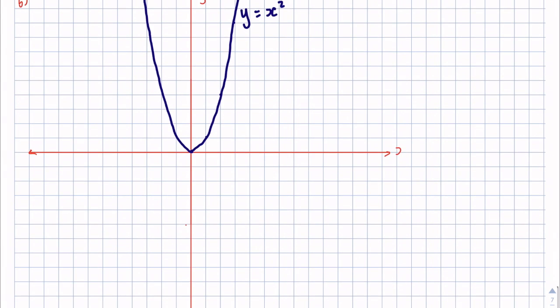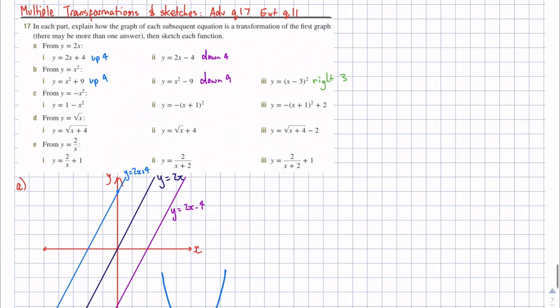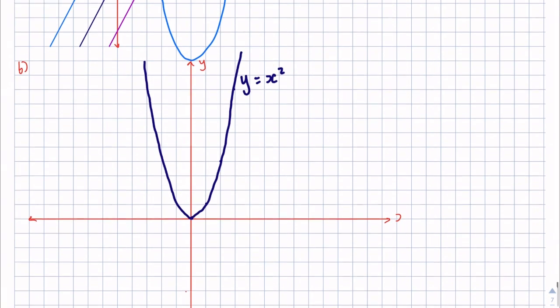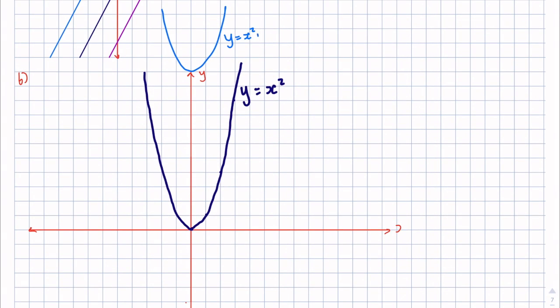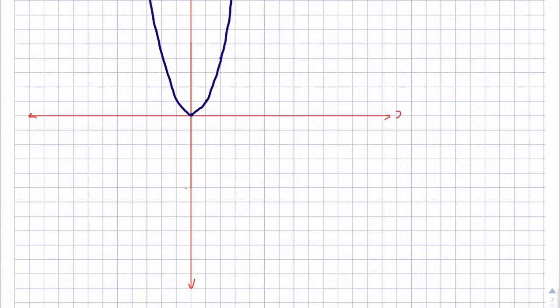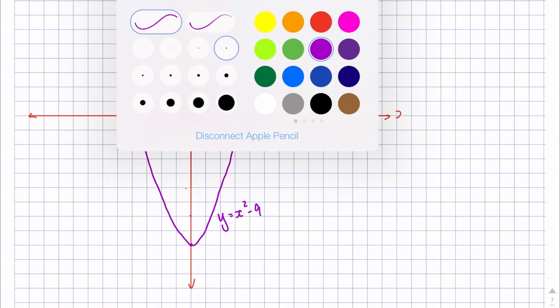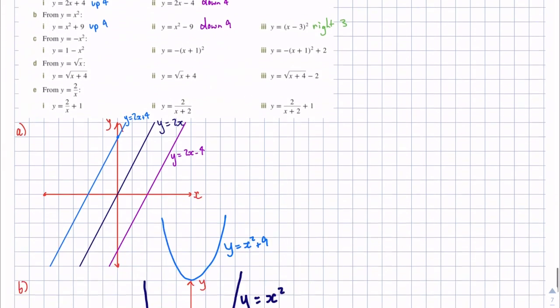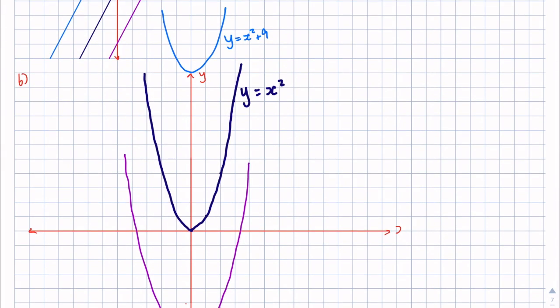Y equals x squared take 9, which I think I was doing in purple. Yep. So this one is y equals x squared plus 9. Y equals x squared take 9. Same graph, but we're starting from down here this time. 1, 2, 3, 4, 5, 6, 7, 8, 9. So this time it's going up that way. And we also had y equals x take 3 all squared, which means it's just moved right 3 spots. Looks like that.